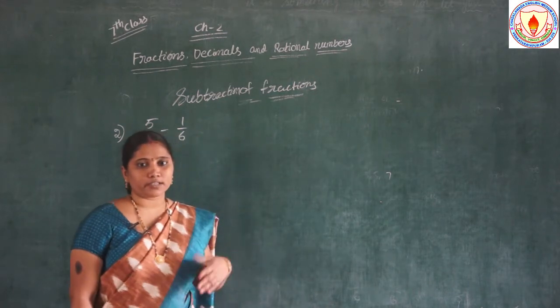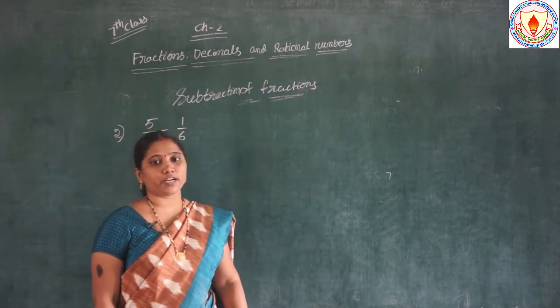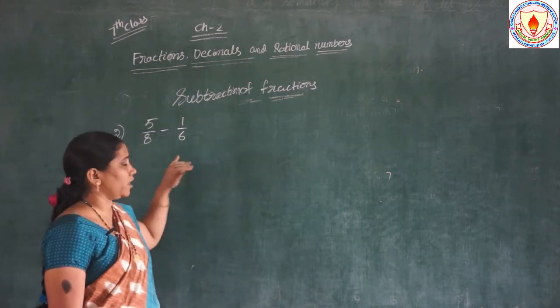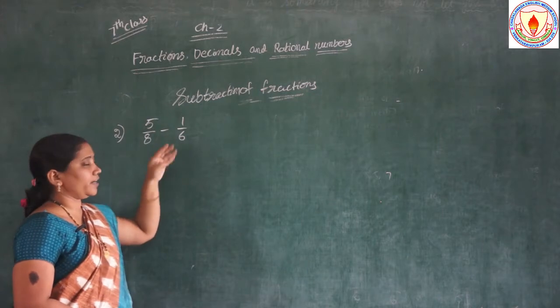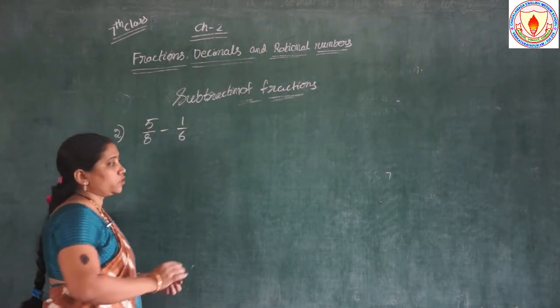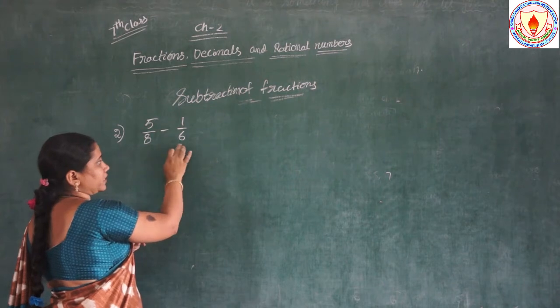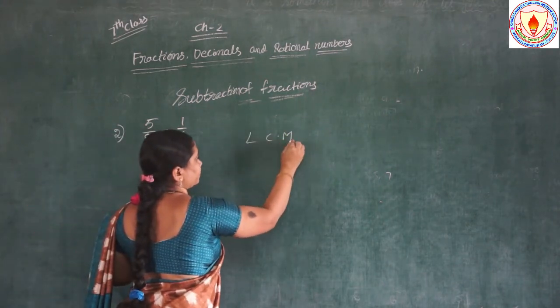Today we will continue the same topic. I will give one more example for subtraction of fractions. So how do we subtract unlike fractions? Here, what is the fraction? 5 by 8 minus 1 by 6. So what is the first step? Take the denominators. What are the denominators here? 8, 6. So find the LCM.